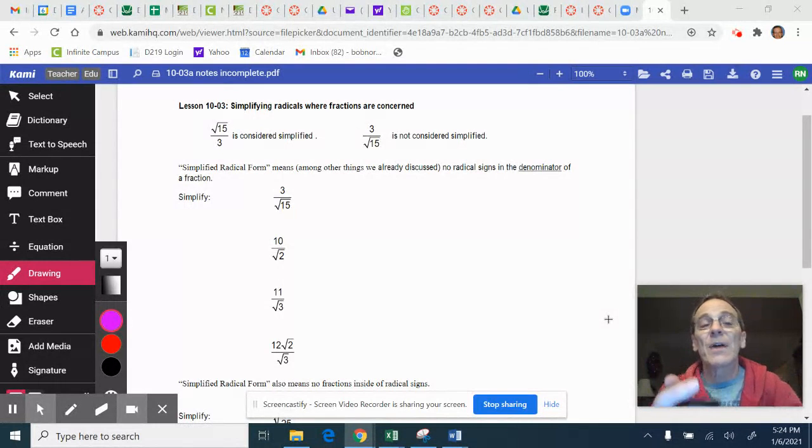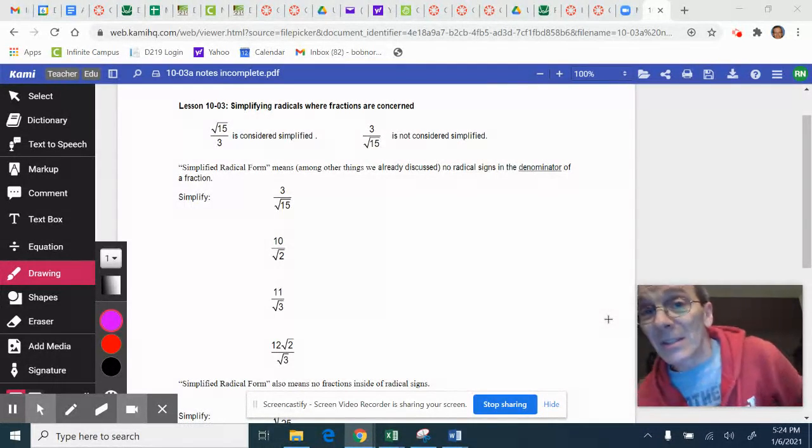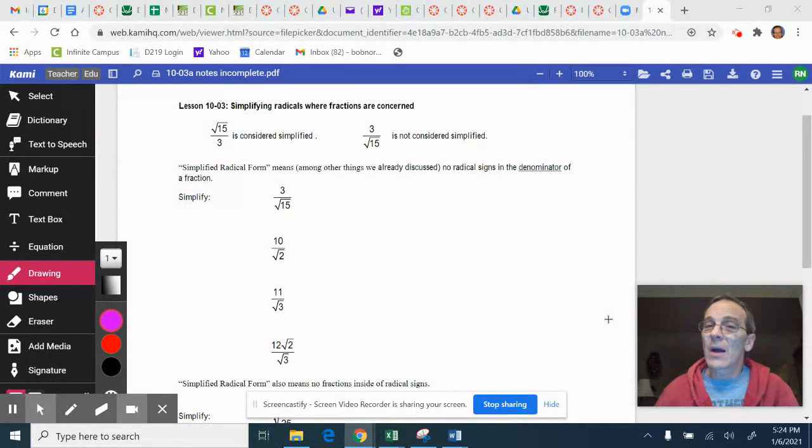The square root of 15 divided by 3, as shown here up on the left, is not 5. It's not the square root of 5. It's just that. It can't be simplified anymore. Now, the expression on the right, 3 divided by the square root of 15, that's not considered simplified. We have to do things to simplify it. But the simplifying is not what you would expect, because it does not become 1 over 5, and it does not become 1 over the square root of 5 either.